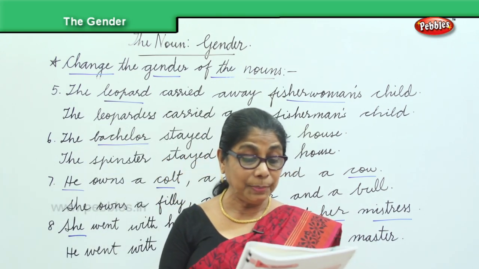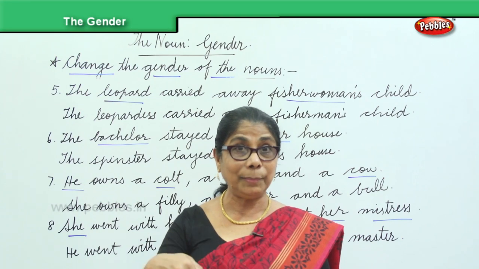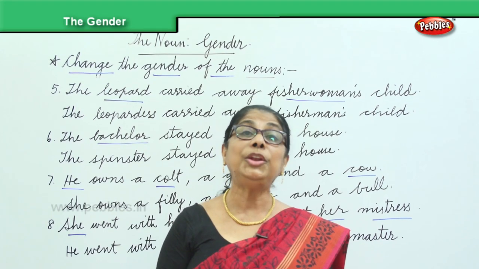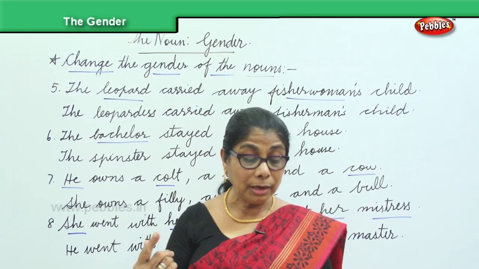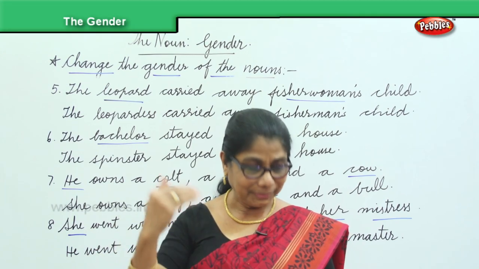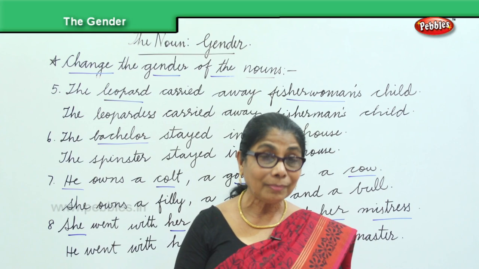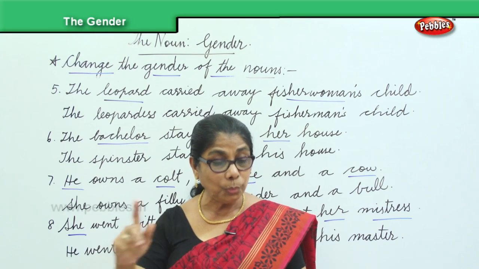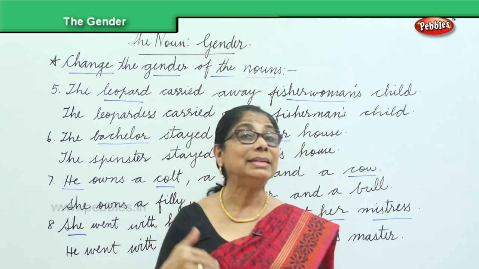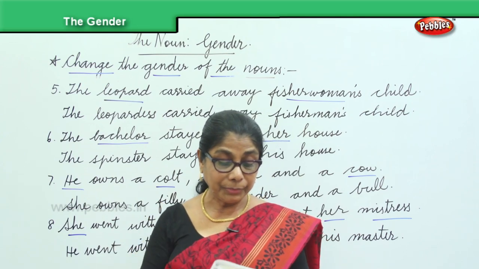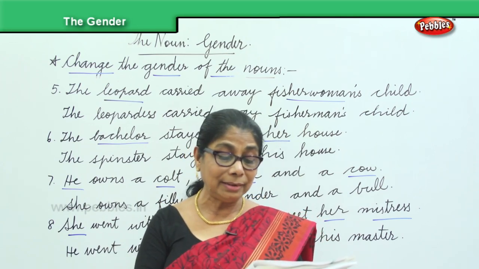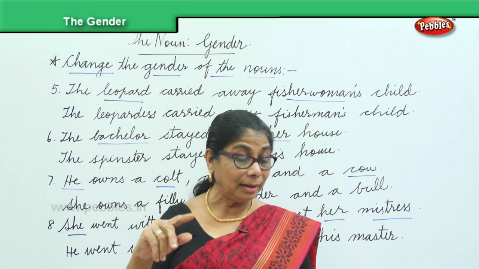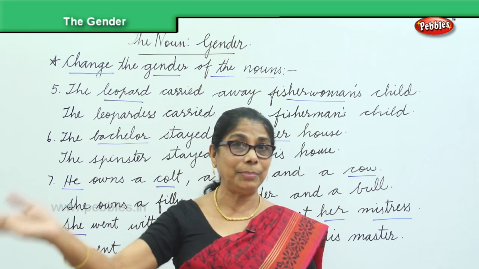Okay. Now, the husband loved his wife very much. So what will become? The wife loved her husband very much. Okay, the widow stayed alone with her daughter. Widow becomes? Yes, the widower, very good, stayed alone with his son. Okay, now another one. The tailor met a woman. He gave her the dress. So you must say, the seamstress met the man, she gave him the dresses.